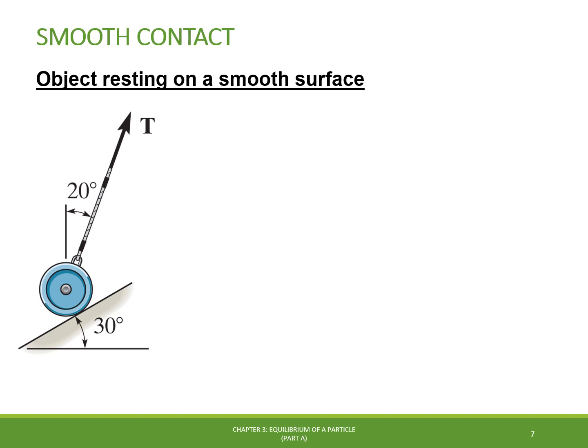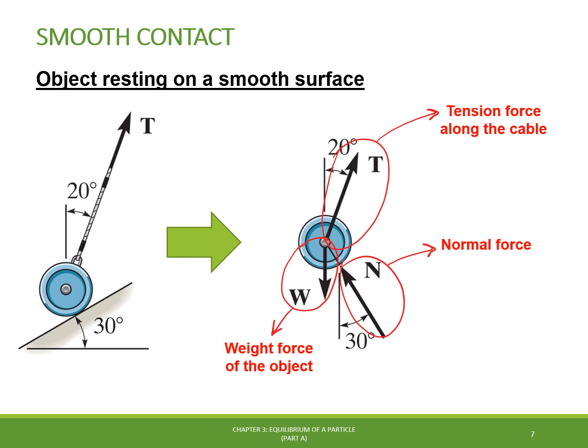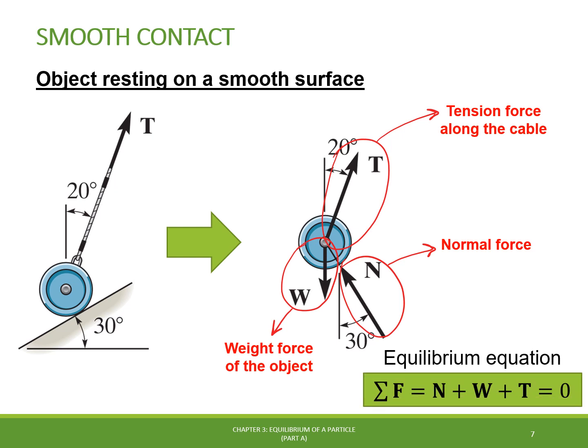Another important class of supports regards smooth contact surfaces, in which an object rests over a smooth surface. In this case, the inclined surface exerts a force on the cylinder that is normal to the surface at the point of contact, and the cylinder is subjected to its weight and the tension force of the cord. Since these three forces are concurrent at the center of the cylinder, we can assume that the cylinder is a particle and apply the equation of equilibrium to this particle.